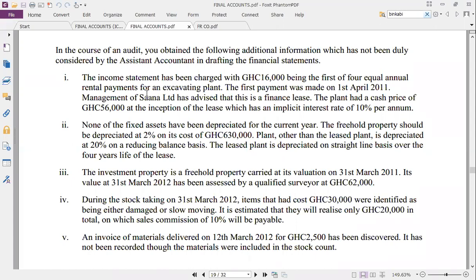The plant had a cash price of 56,000 at the inception of the lease, which has an implicit interest rate of 10% per annum. Again, this question was set in the era of IAS 17, but it has not changed anything, so you can still solve it as it is. So first, find the present value. This is 4 years. Good.